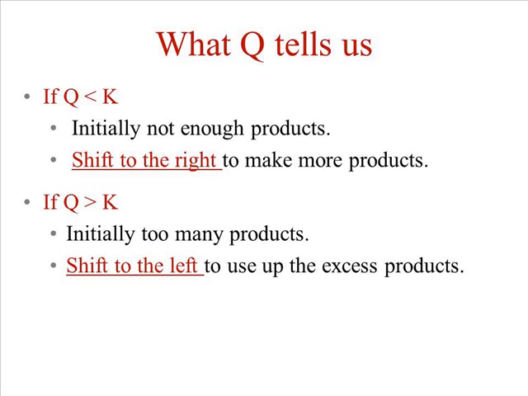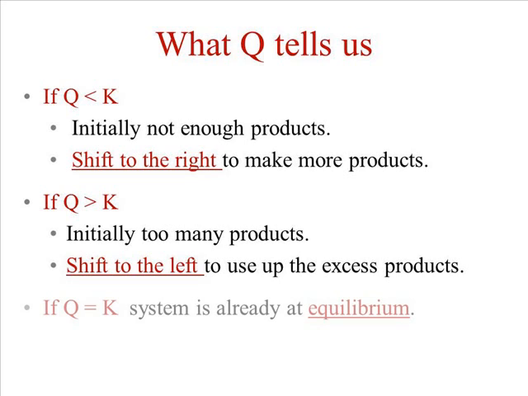If Q is greater than K, it means right now you have too many products initially. So now you're going to shift to the left to use up those excess products and reestablish equilibrium. Equilibrium is established when you have a specific ratio of reactants to products at a given temperature. So if your Q is greater or less than K, then you're going to shift in a direction to create that equilibrium position. If Q is equivalent to K, then your system is already at equilibrium.